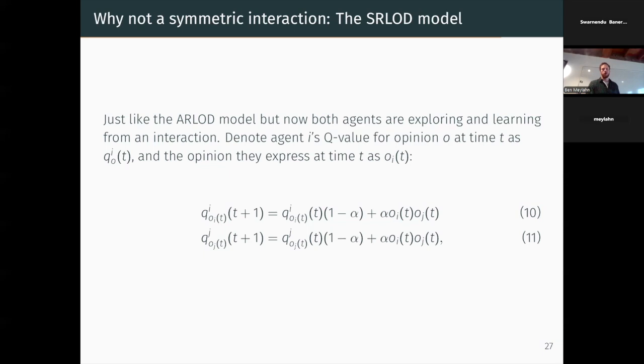And instead of this R, which is just 1, they will get 1 or -1. You just multiply the two opinions by each other. So either we agree, 1 times 1 or -1 times -1, so then I will increase my Q value, or we disagree, and so we will subtract alpha. And then I will weaken my Q value for that opinion.